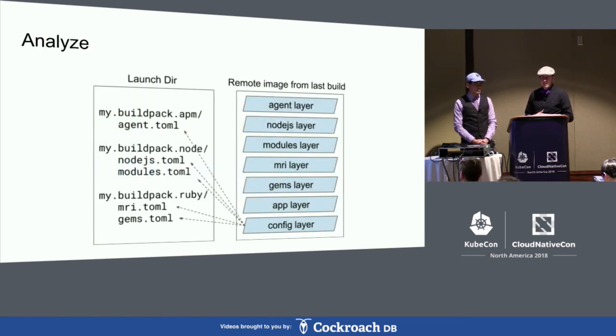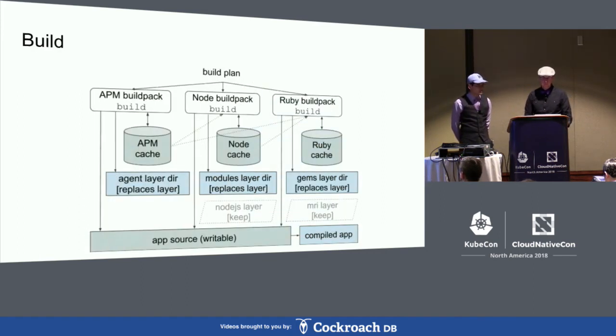The next step is analyze, where we can, again, take a look at a previously built image and reuse layers if possible, just by looking at the configuration that's attached to it. During the build step, each build pack that passed the detection phase will be run against the application source code. Each build pack has its own cache where it can put things that it doesn't want to have in the resulting image. So for example, the Java build pack will put your Maven repository cache into a cache layer so that it doesn't have to go into your production image.